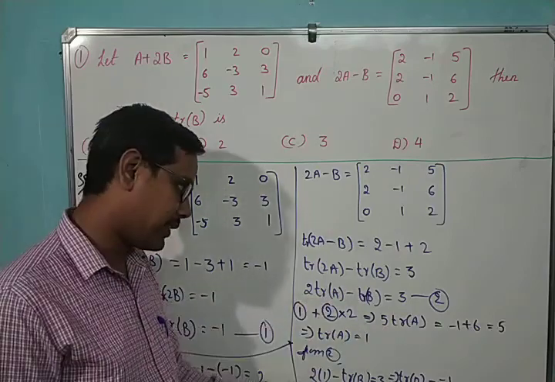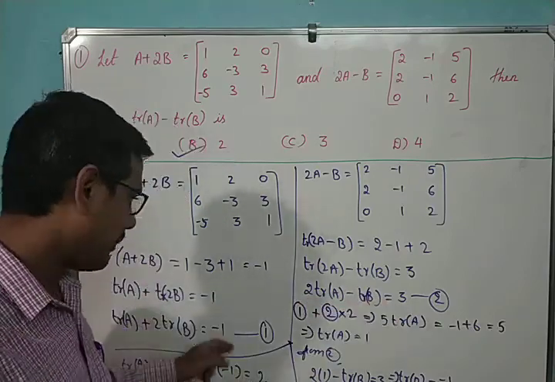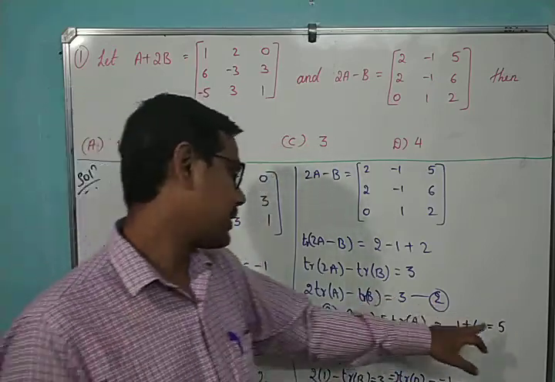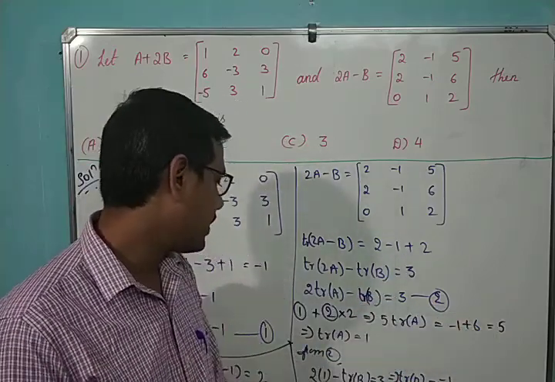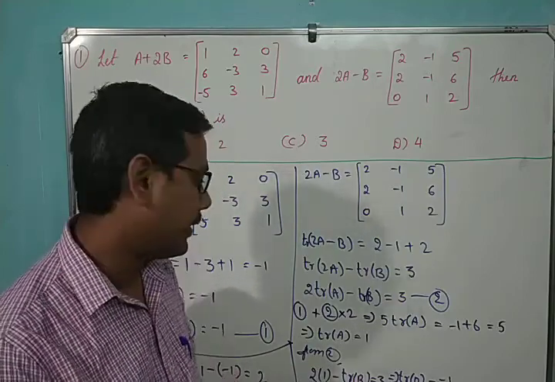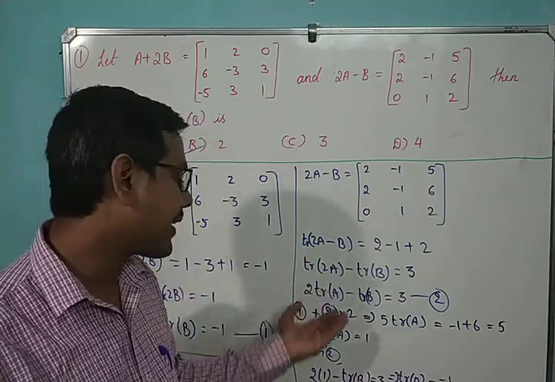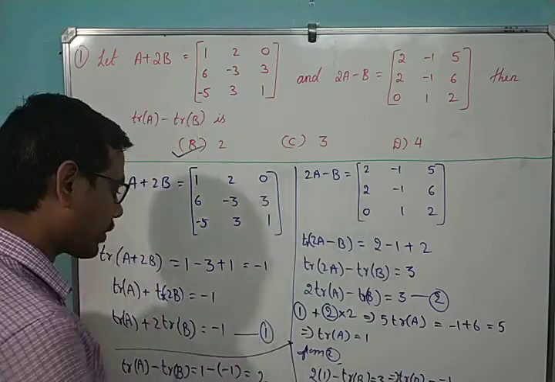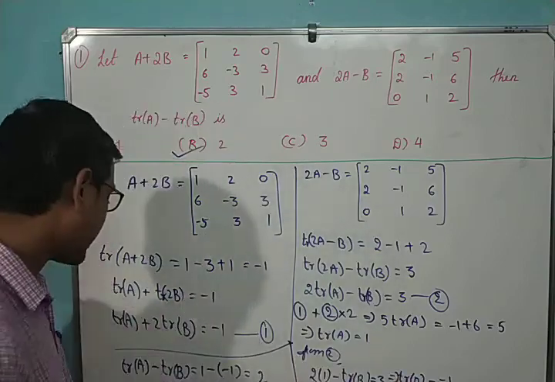This trace B cancels. It is equal to minus 1 plus 2 into 3 is 6. Minus 1 plus 6. So 5 trace A is 5. So what is trace A? Trace A will be equal to 1. When trace A is 1, I used that in equation 2. Right? So then I got the value of trace B. I got the value of trace A, I got the value of trace B.